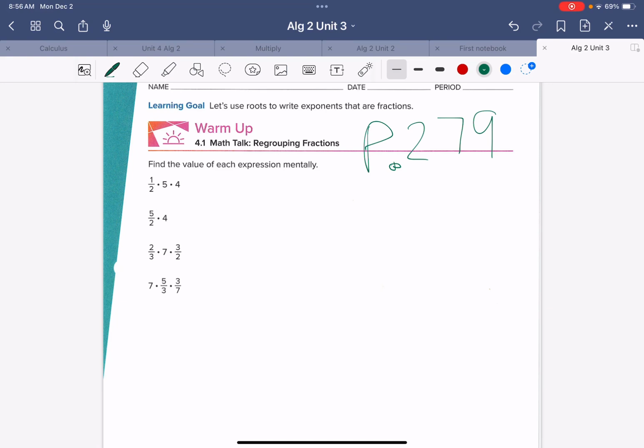All right, join me here on page 279 in your book, and we're going to do the warm-up together, and it asks us to remember some basic things about fractions. So when you have a fraction, like the fraction 5 over 2, that means that you're multiplying by 5, and then you are dividing by 2, all right?